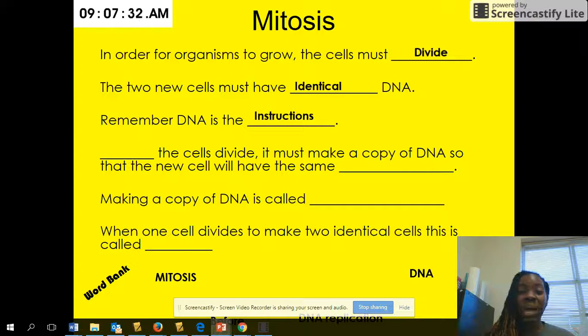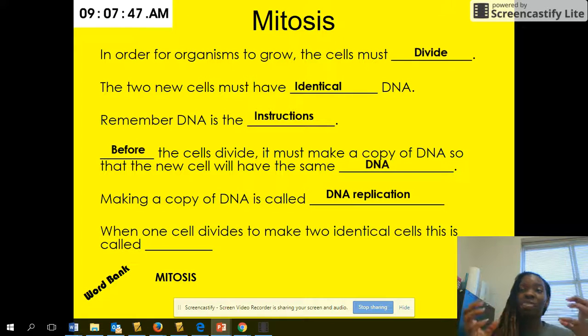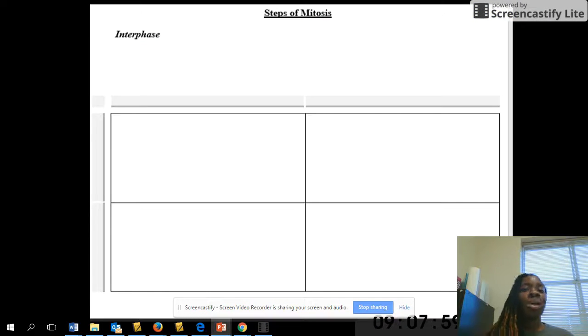Before a cell divides, it must make a copy of the DNA so that the new cells will have the same DNA, the same instructions. We know that making a copy of DNA is called DNA replication. When one cell starts to divide to make two identical cells, this is going to be called mitosis. So mitosis is involved in your body when you are growing new cells. Mitosis is a step that happens after interphase.